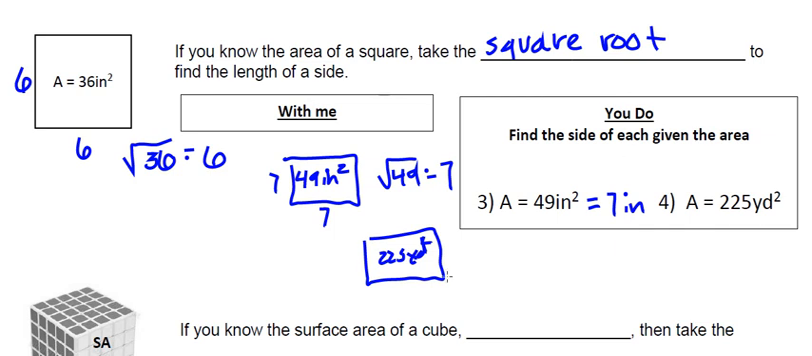Since I'm already just looking at the flat square here, I take the square root of 225, and that gives me 15. So here I know that my side length would be 15 yards. Well, that makes sense because 15 times 15 gives you 225.